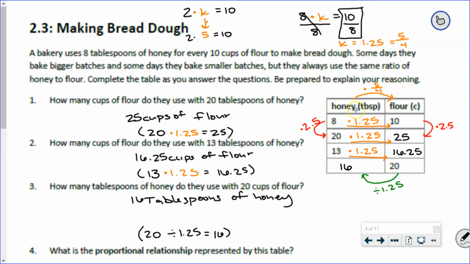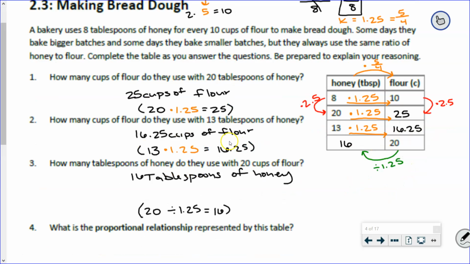So we were able to use that and know that going forward, I'm multiplying by 1.25. So 20 times 1.25 is 25. 13 times 1.25 is 16.25. And we can also work backwards then by dividing by 1.25.